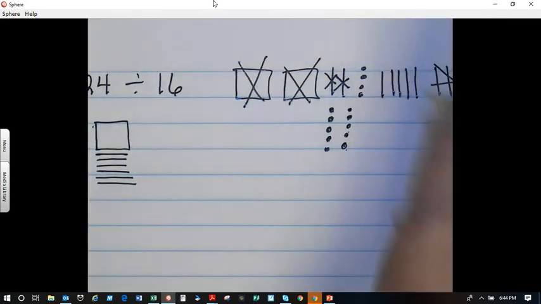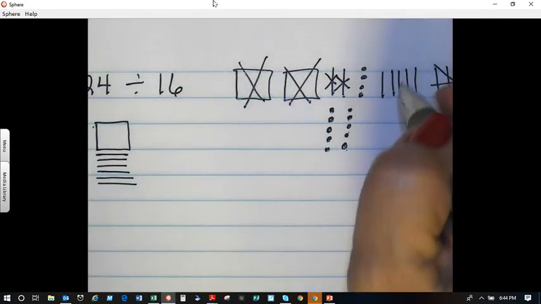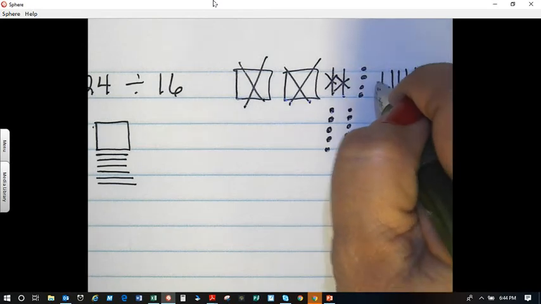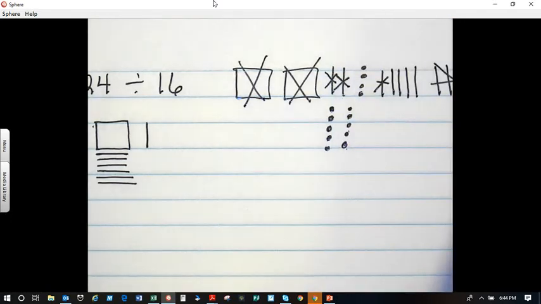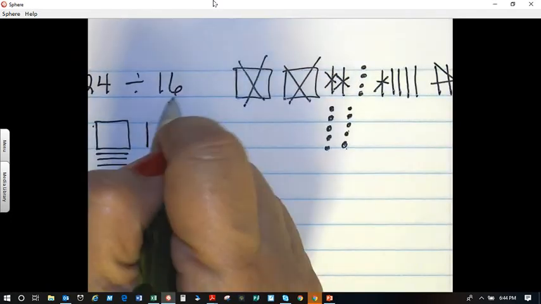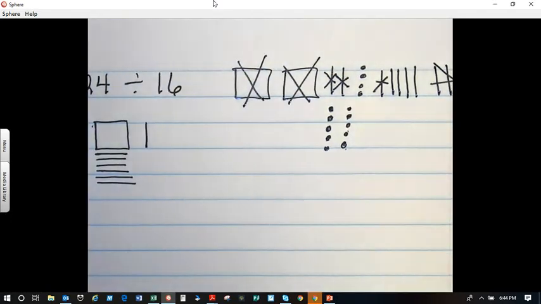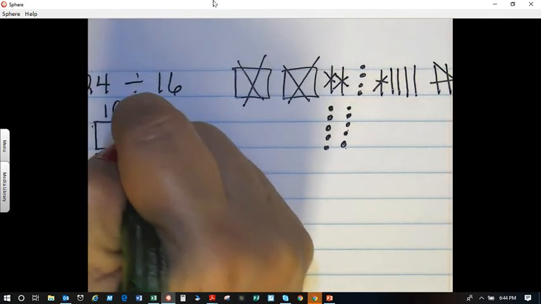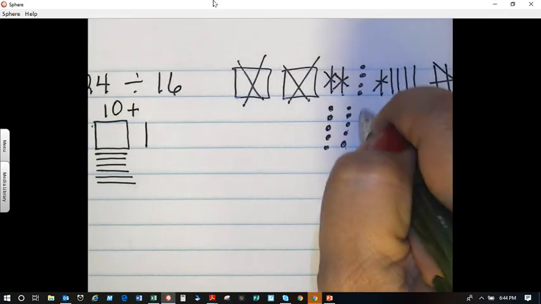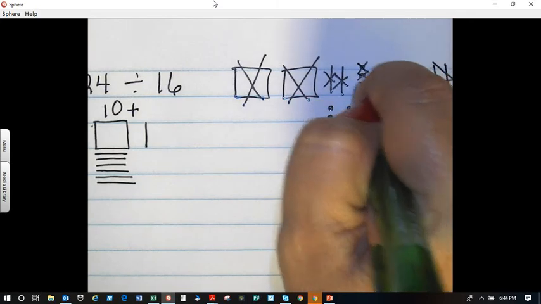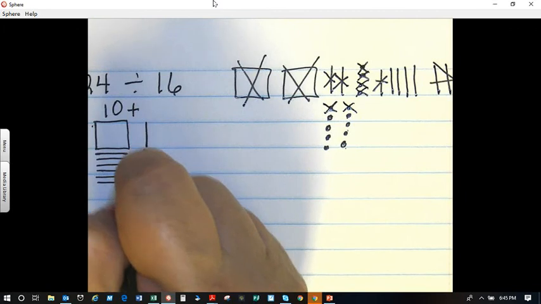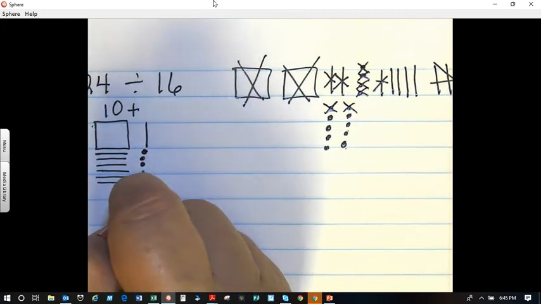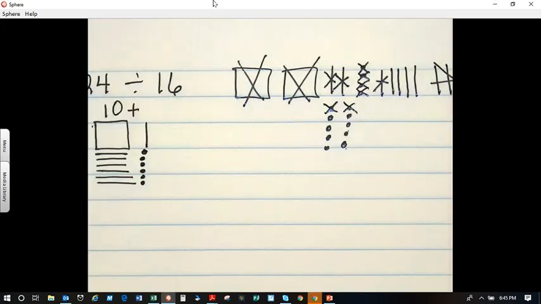So I'm going to take my first 10 here and cross this out and bring it over here. And I'm going to count out 6 because my divisor is 6. So I have my first partial quotient, which is 10 plus. So now it's 1, 2, 3, 4, 5, 6. 1, 2, 3, 4, 5, and 6. Okay, I'm done there. Next one, 2, 4, 6.